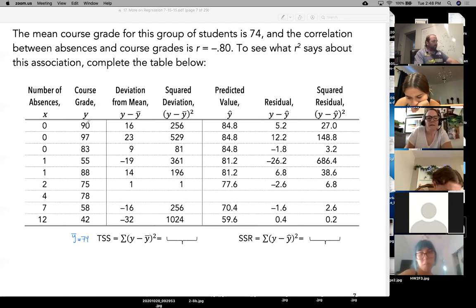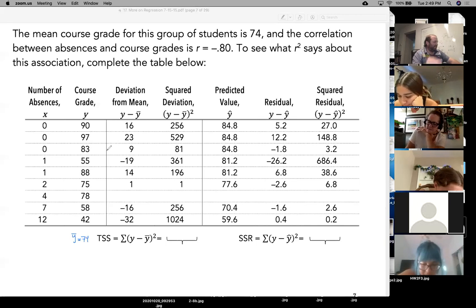90 minus 74 is what? 16. 97 minus 74? 97 minus 74 is... 23. How much is 97 minus 74? Isn't it 23? Yeah, 23.